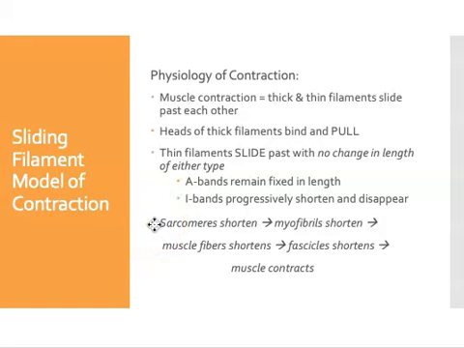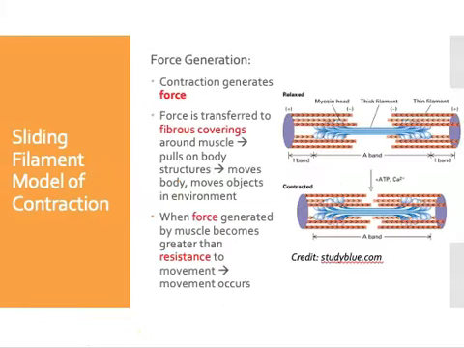So sarcomeres get shorter. That causes the myofibrils to get shorter. That causes the muscle fibers to get shorter, which causes the fascicles to get shorter, which causes the muscle to get shorter, to contract. The process of muscle contraction generates force. This is a force that allows for the movement of the bones in the skeleton, and it allows for individual people to physically move.